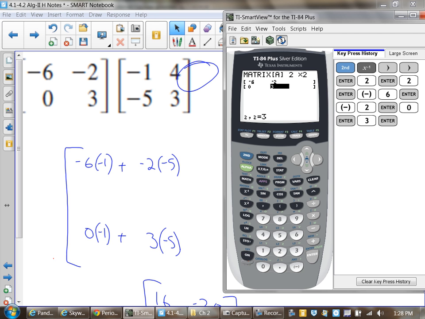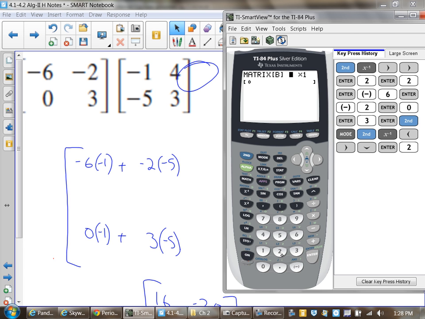Quit. Second mode. It backs you out. Now you've got to go back in. Mode is right next to the second button. Now you've got to go back into second matrix again and do B. So you want to edit, move down to B.